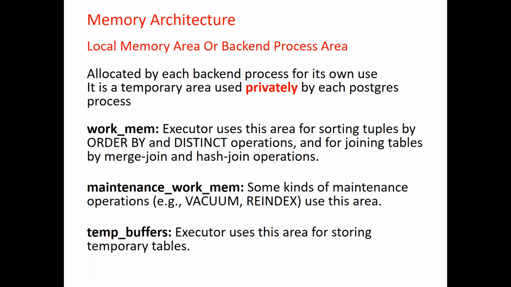One thing we discussed is the shared area. The shared area contains the shared buffer and the WAL buffer, these two things. In addition to that, there is one more area, the local area, also known as the backend process area. This area is a different box for each session that comes in. Postgres gives 4 MB to each session.